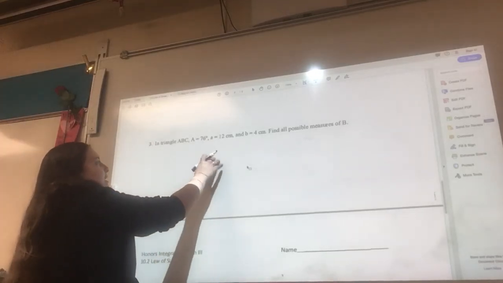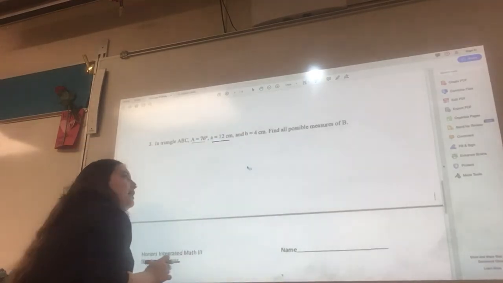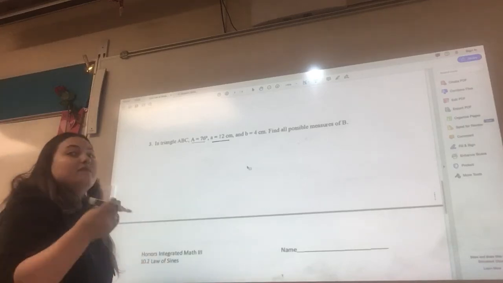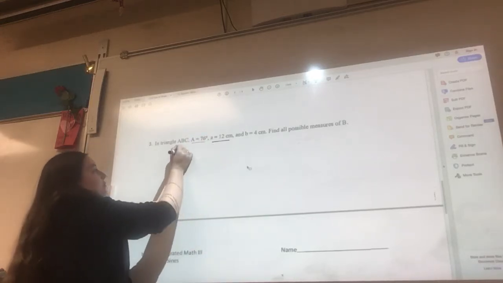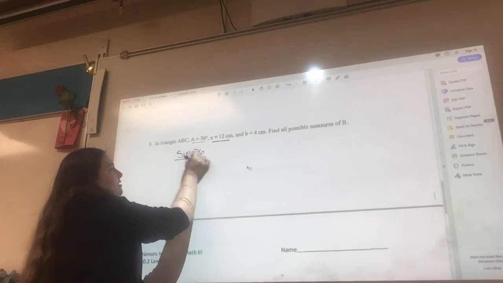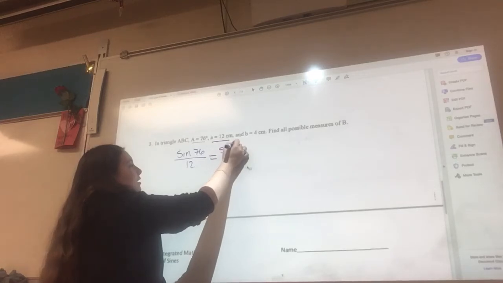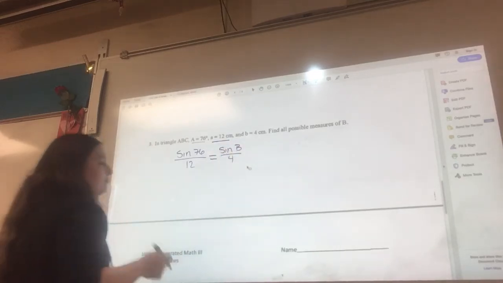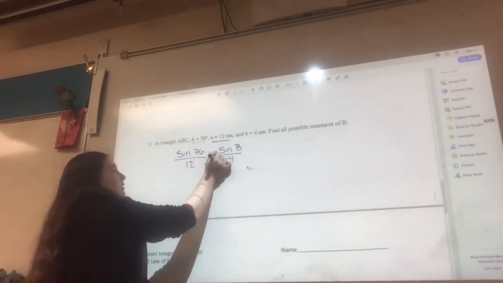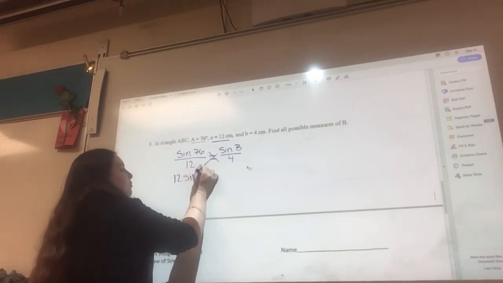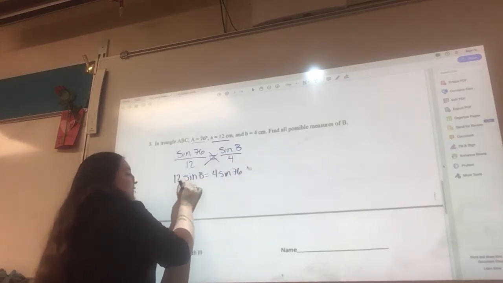We have triangle ABC. We have an angle A, a side length a, and then a side length b, and it says find all possible measures of B. We have an angle and a side length that correspond to each other, so we can put them together. Sine of 76 all over 12 is going to have to equal sine of our unknown B over 4. Same process, okay? We cross multiply, and we see that 12 times the sine of B equals 4 sine of 76. We're going to divide by 12.